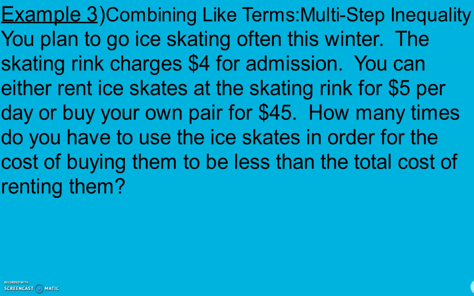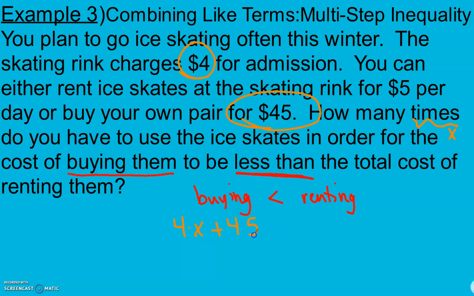So here we want buying to be less than renting. So our costs for when we go, if we are buying, are still going to be $4 per time. So it's going to be 4 times the number of times we go, which I'm going to do x for the number of times, plus $45, because it's going to cost us that to buy them.